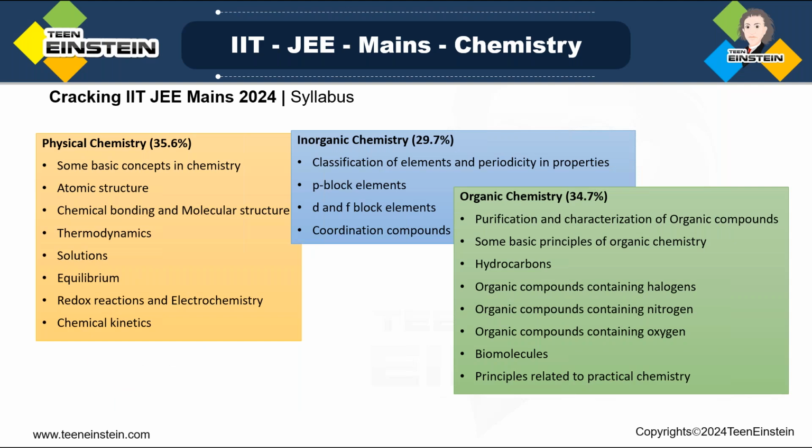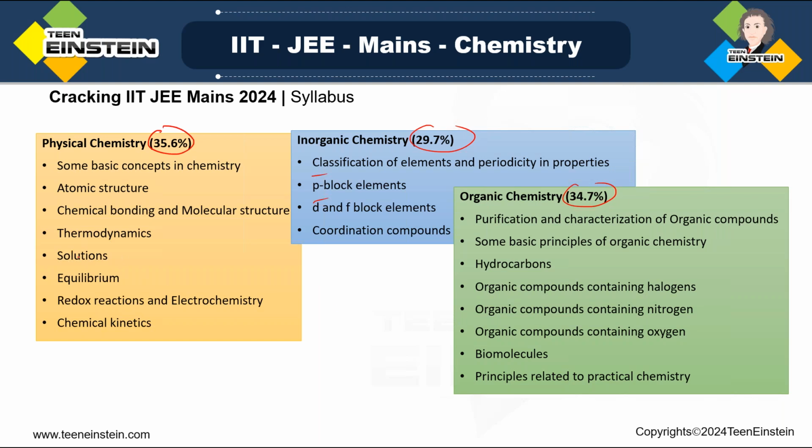Now what about the syllabus? As you can see in the syllabus, physical chemistry has near about 36 weightage out of 100, as the number of chapters is also very high. For inorganic, the number of chapters is comparatively less, so it is also near about 30, and for organic chemistry again it is around 35. Now which one you should give the most preference, I can give you some idea.